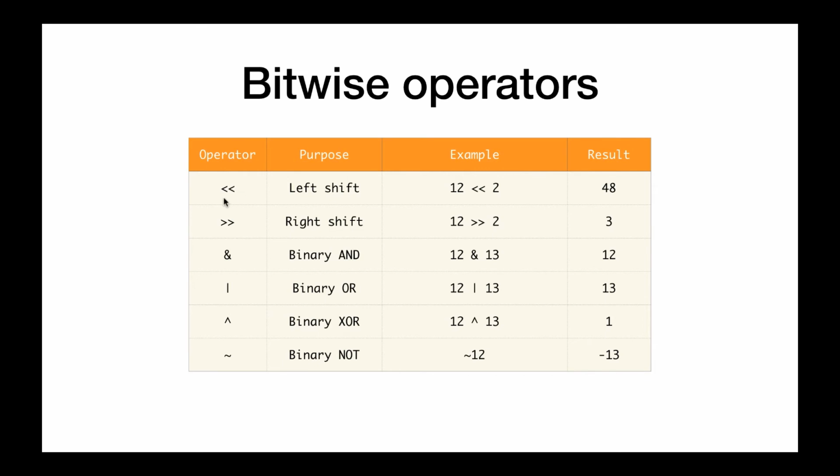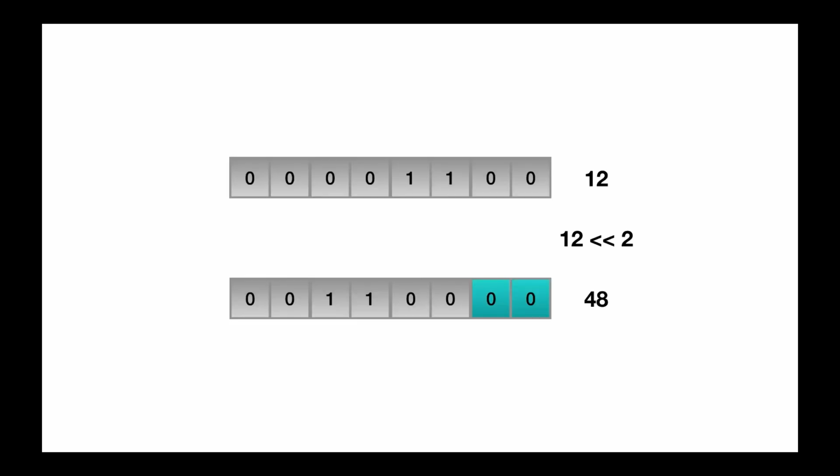The operator double less than symbol represents what's called left shift. Basically, the bits will be shifted by the number of bits that you mention over here. For example, we have 12 left shift operator and then 2. So we want to shift the bits of this 12 by 2 bits and then calculate the result. Take a look at this example.